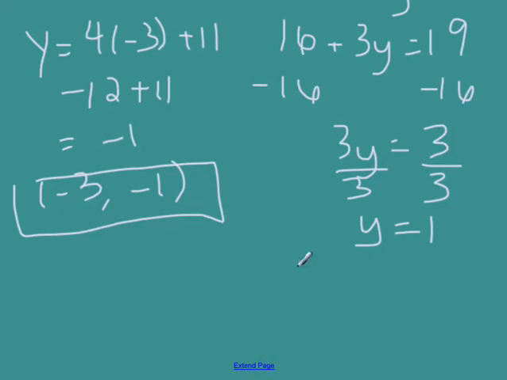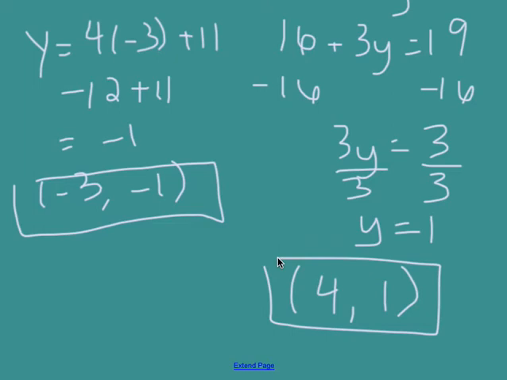So I'm going to go ahead and write that out as a coordinate point. First my x, then my y. So that is my final answer for number 6.